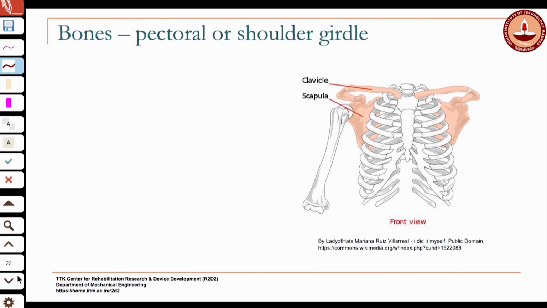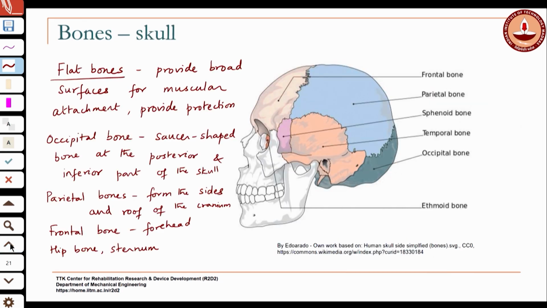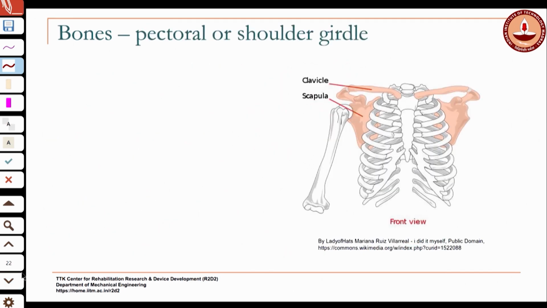Clavicle, what kind of a bone is it? If you look at the girdle, we looked at the skull is mainly formed of flat bones, most of the bones in the skull are flat bones. Clavicle would be a long bone. What about the scapula? Scapula would be classified as a flat bone, it provides a broad surface. So, this is the shoulder girdle that you can see with the clavicle and the scapula.